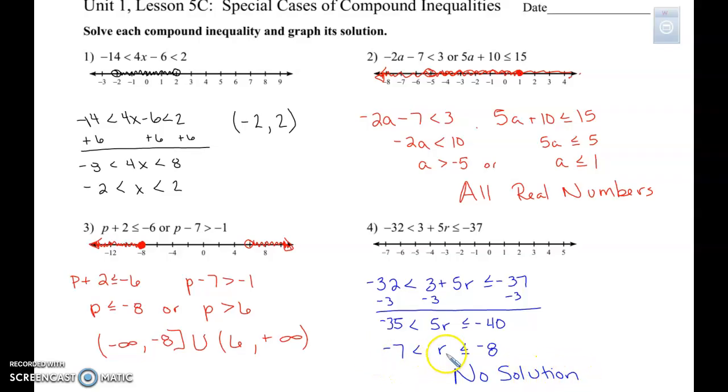Okay, so in other words, there is no value for r that is greater than -7 but also less than or equal to -8. There's no possible answer that will work. So you put no solution and you just leave the actual graph blank. So this one you definitely have to think about.